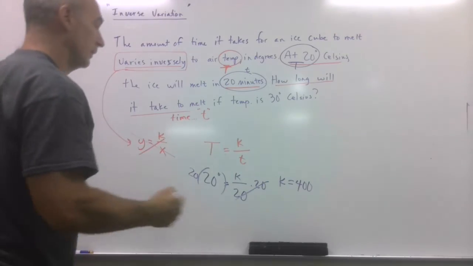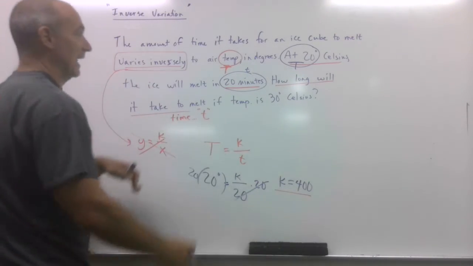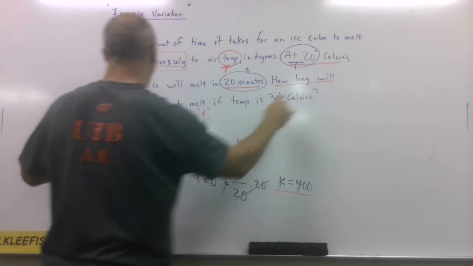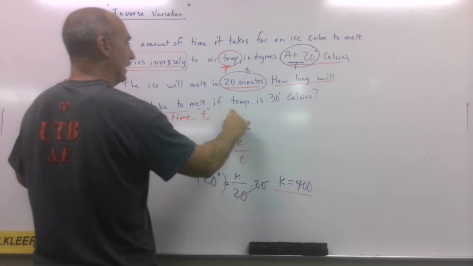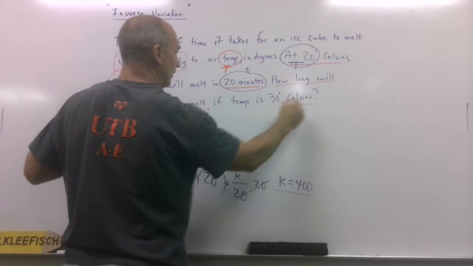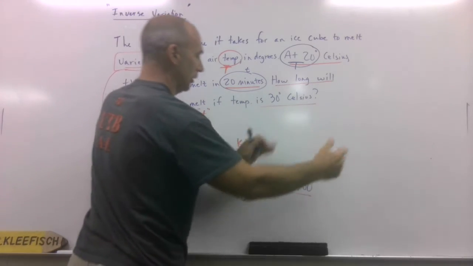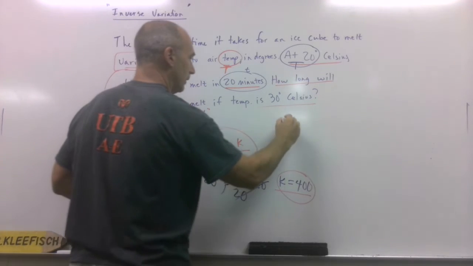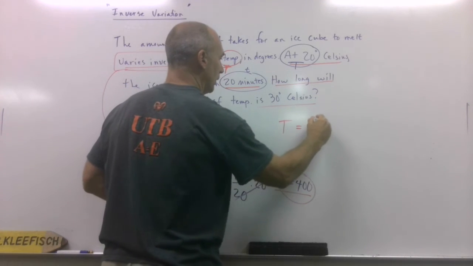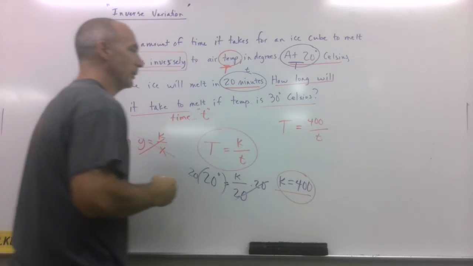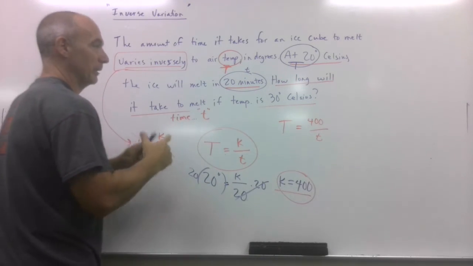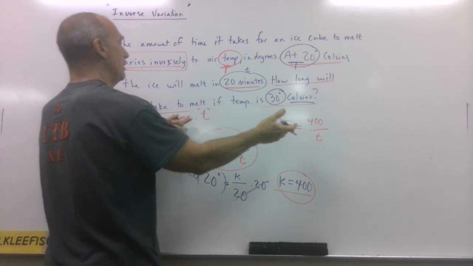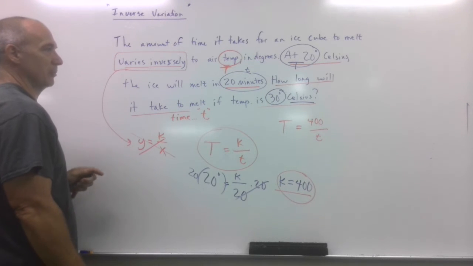Okay, now remember, they didn't ask us to find K. They didn't ask us to find the equation. We just know we need one because there's a question coming. How long will it take to melt the ice if the temperature is 30 degrees Celsius? So there's a question, and we're going to need a formula. Knowing this isn't going to help us unless we have a formula. So we take this, T equals 400 over little t. And now we plug in their given information. But keep track of this. 30 degrees Celsius, the temperature went up. Now how long is it going to take for that block of ice to melt?